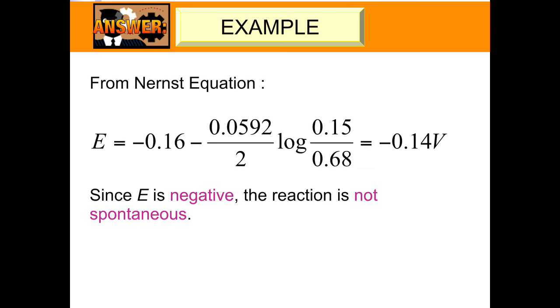So, we substitute this value and the other values into Nernst equation at 25 degrees Celsius, and we will get the value of E cell as -0.14 volt, which means this value is a negative value. So negative value means that this reaction is not spontaneous.